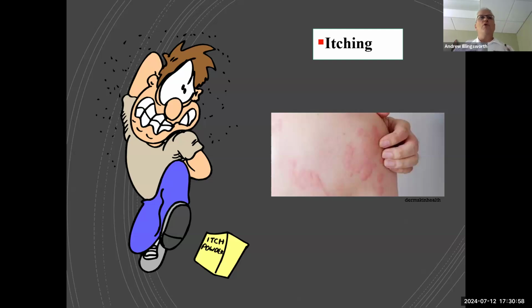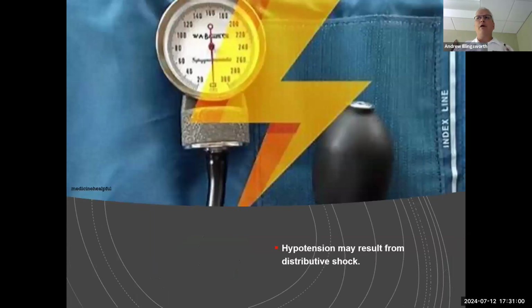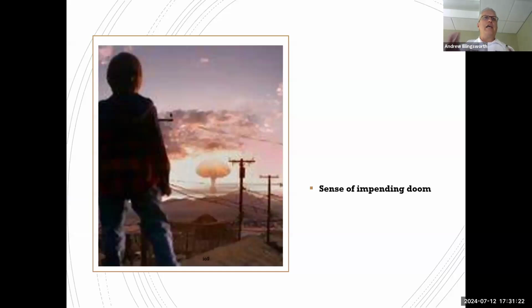And then when it starts to progress down this pathway, because of that distributive shock, that happens because of all that blood pooling and that vasodilation and that leaking through the blood vessels, they can become hypotensive to the point that it is life-threatening. So we need to identify this. And when they start getting down that pathway, they're going to be like, oh my God, I think I'm going to die. They have this sense that something horrible is happening to them. That sense of impending doom.